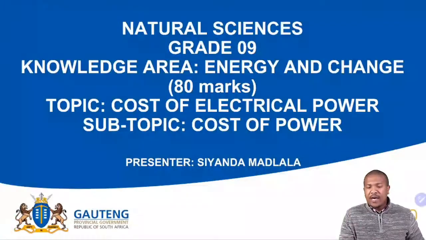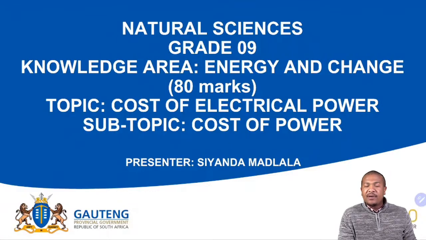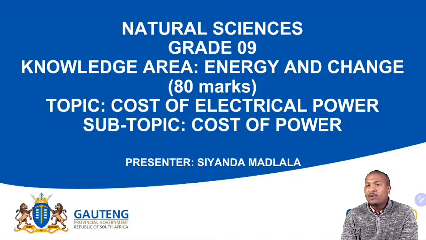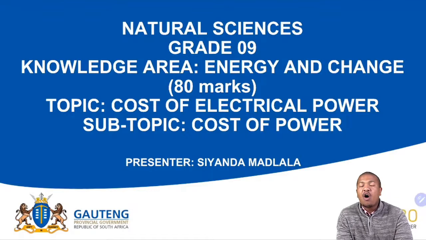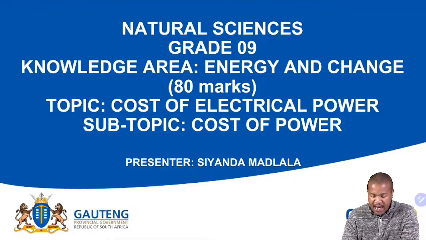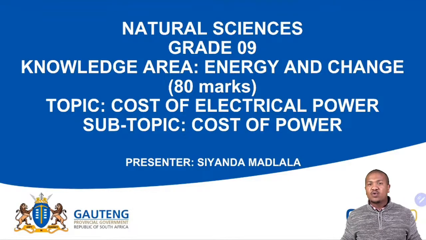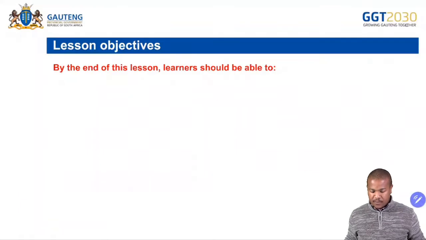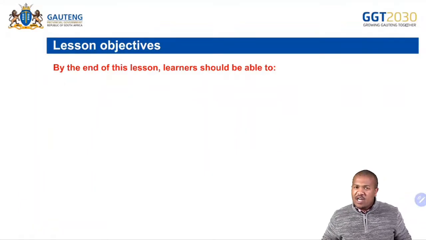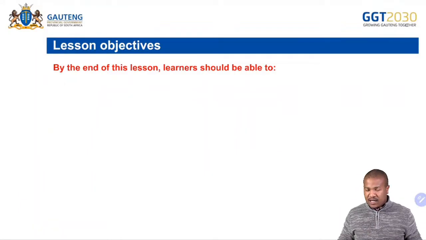Right, we are wrapping up our term now. We are wrapping up the knowledge area, energy and change, for grade 9 and term 3. In today's topic, we'll be looking at the cost of electrical power. Now, without wasting time, let us look at our lesson objectives. Remember that this is what we need to achieve by the end of the lesson.